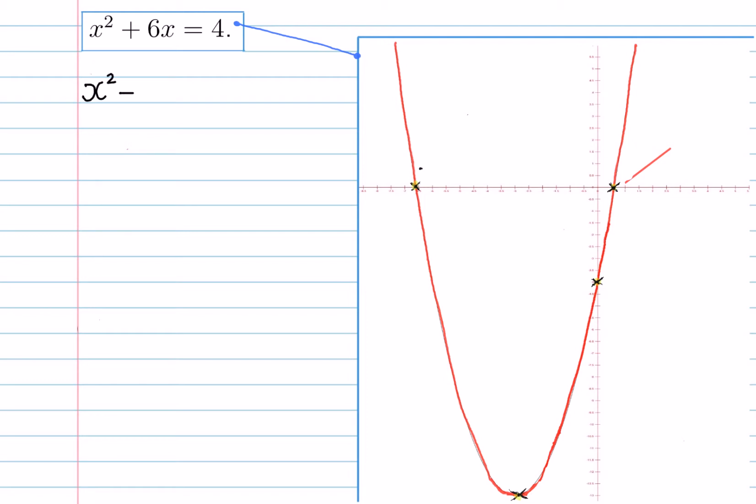X squared plus 6x minus 4 is equal to 0. It's very, very important to do this at the very start. This is our first step, making the quadratic equation equal to 0. Now we can then complete the square.